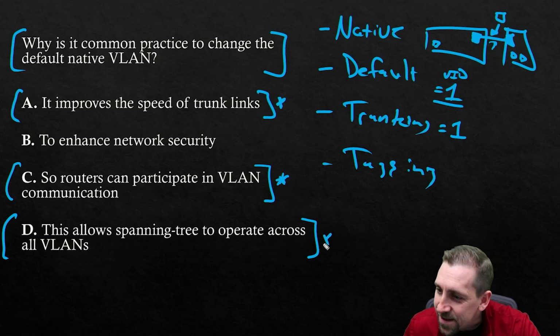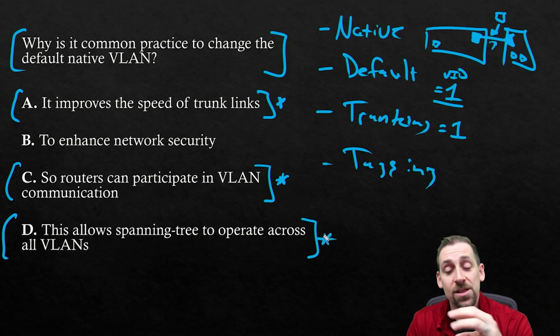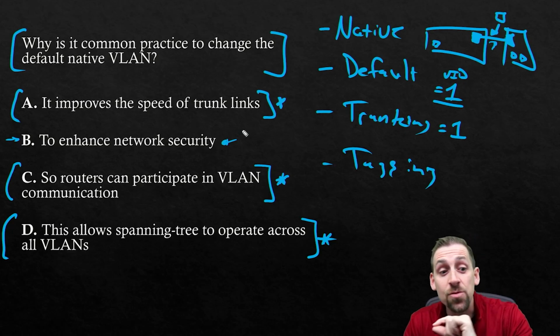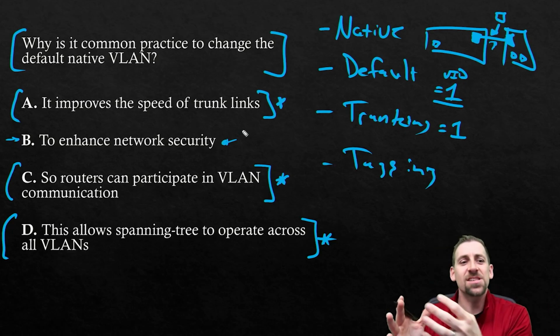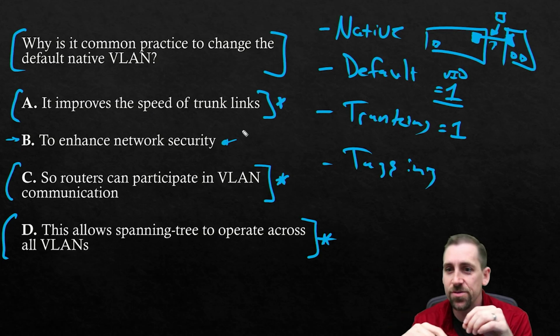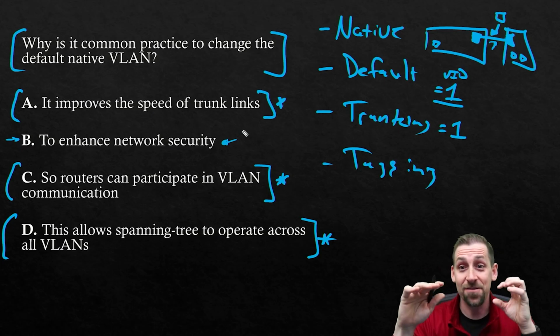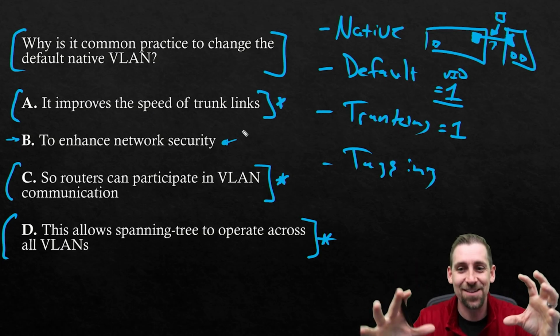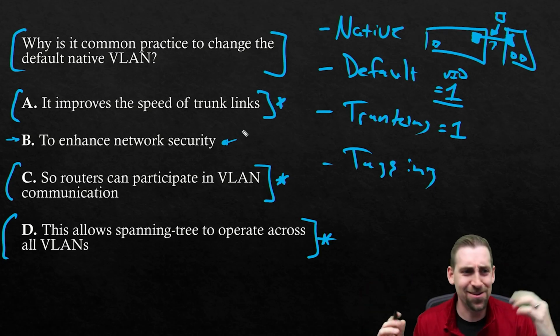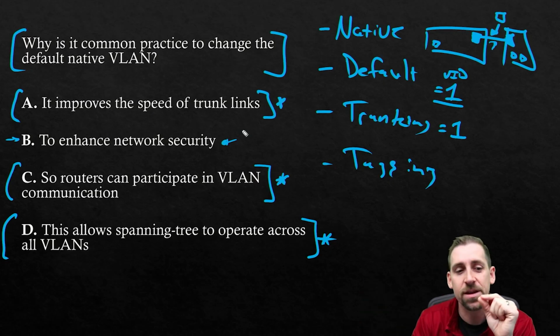And so now that I've eliminated these 3 answers, we can come back and look at the answer that is correct here, which is to enhance network security. And it was intentionally left vague as well to give you no additional context. You're like, this looks like the most wrong answer of all: improving speeds of trunk links, routers participating in VLANs, spanning tree operating across VLANs. If you didn't know the answer, you would say, oh, these are much more related to the VLAN component of the native VLAN and default native VLAN change. And then they give you this very empty answer: enhance network security. You're like, I guess that could be anything, could be enhancing network security, but no, this explicitly enhances network security.